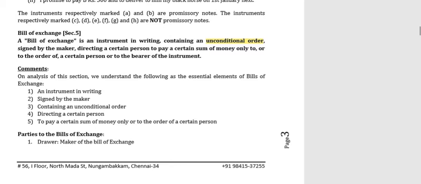For example, A wrote and signed an instrument ordering B to pay rupees 500 to C. This is a bill of exchange. B has been ordered to pay rupees 500 to C. Yes or no? Yes. So I am repeating: A is writing an instrument and he is ordering B to pay a sum of rupees 500 to C. This is called a bill of exchange because B has been ordered to pay C a sum of rupees 500. So a bill of exchange is an unconditional order.